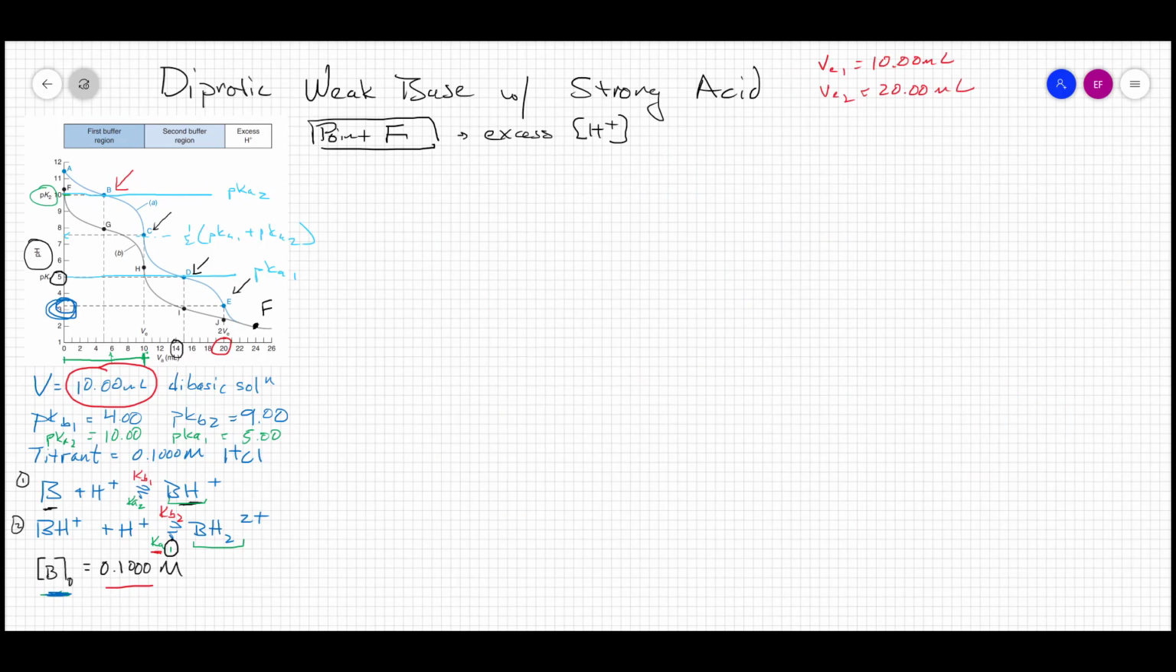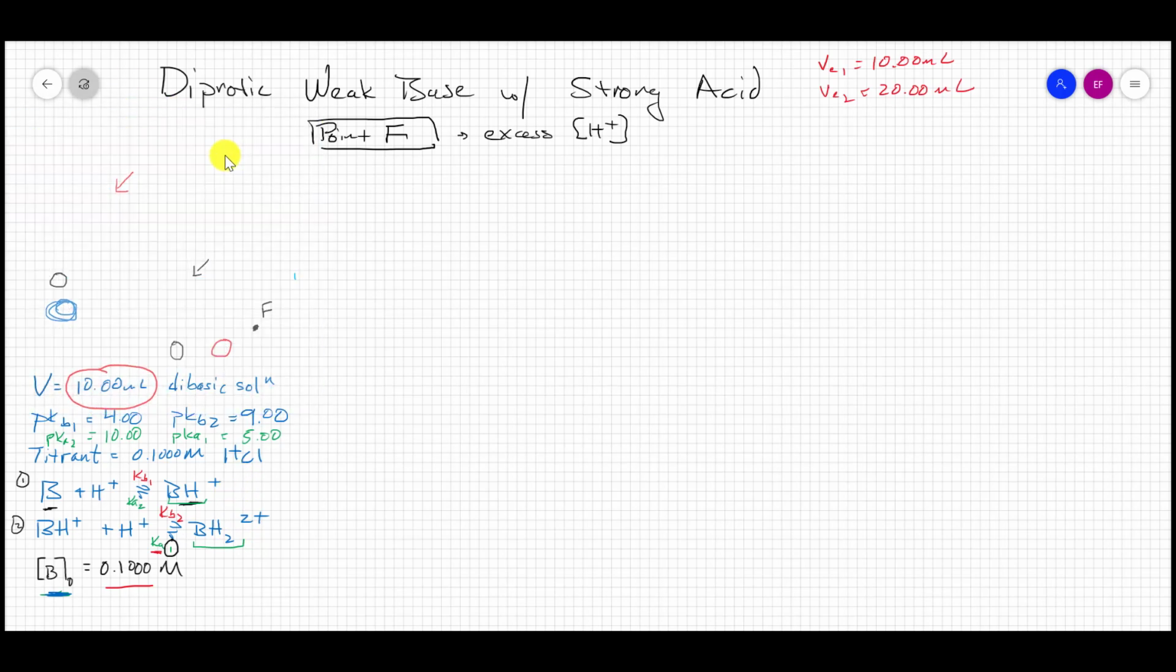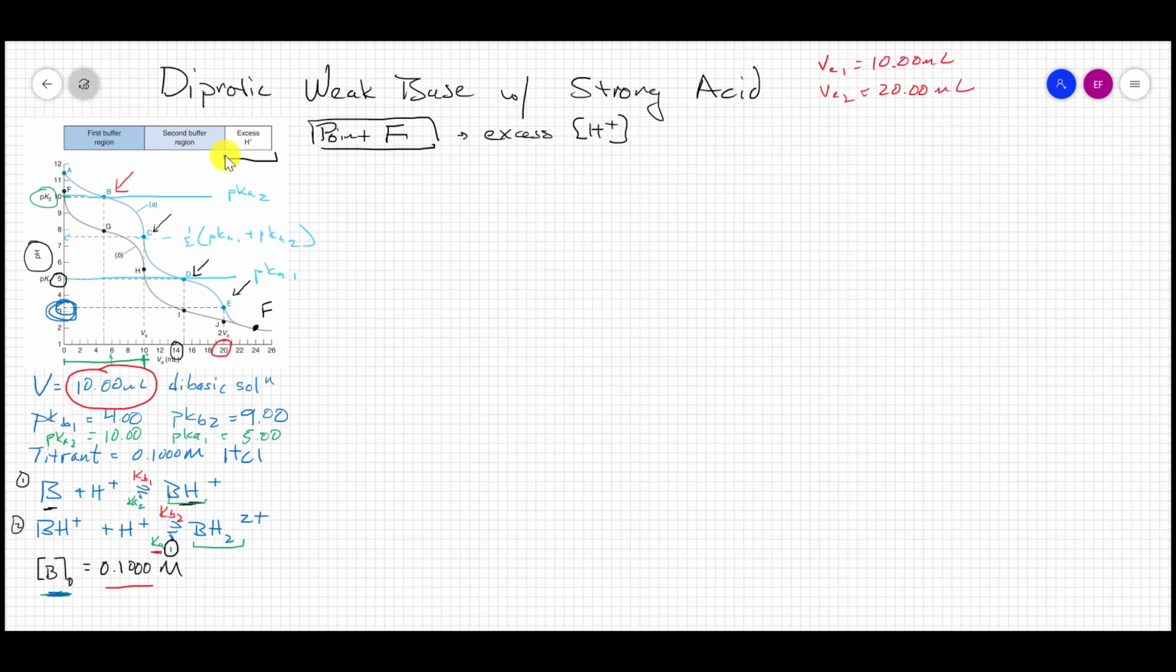All right, so I'm going to toss in one more point just to be clear here. It wasn't on the original curve in your textbook, but I just added it here as point F. And so point F is when you're beyond the second equivalence, and we know that at equivalence you've converted everything into BH2, and any drop of HCl you add beyond that, you're just adding strong acid excess to the system, which is this region of excess H+.